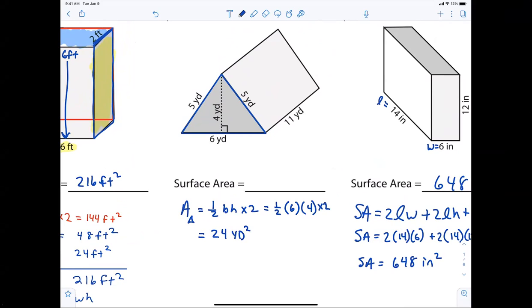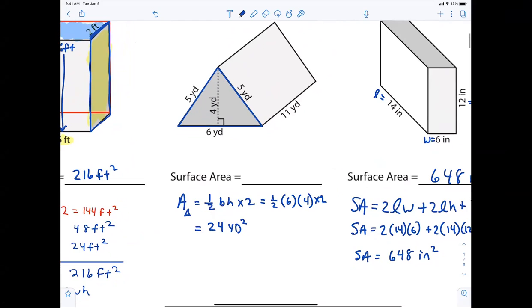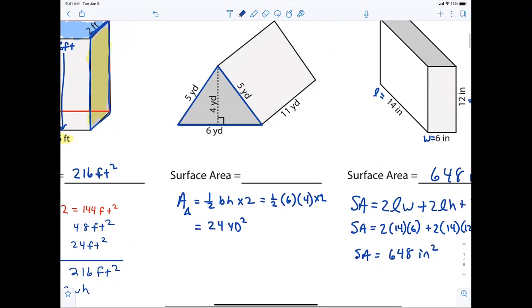Okay. So now we want to find the rectangles. Three rectangles, yes, but the reason I said 2 rectangles is because what's true about 2 of the rectangles? They're the same, right? So this rectangle right here, what are the dimensions of this rectangle? That's the important part. 5 and 11, right? Base times height. Now, this over here.